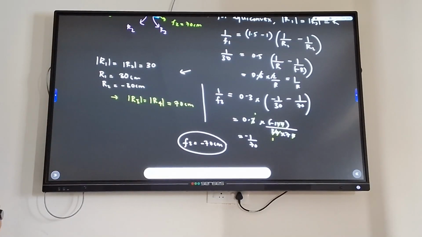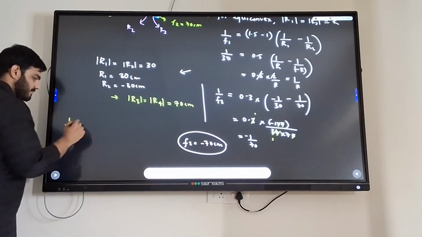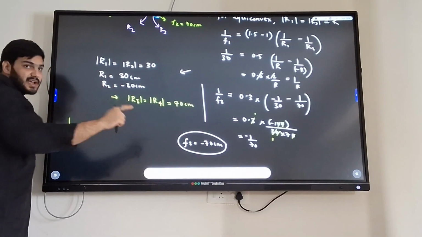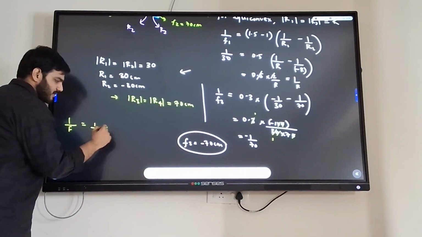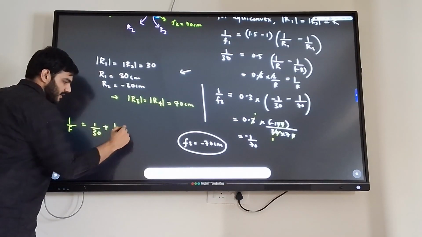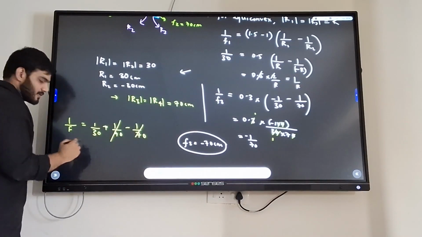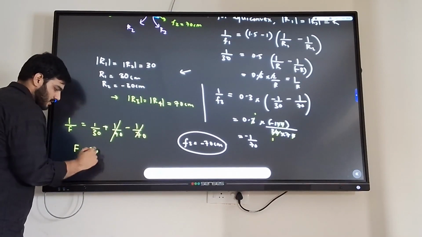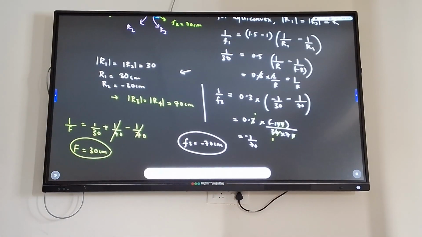Can I find my F equivalent then? It's very simple. 1 by F. For two of them it will be plus, one will be minus, right? There will be 30, 70, minus 70. Cancel this. Then what will you find? 36. Now I know what is my equivalent focal length.